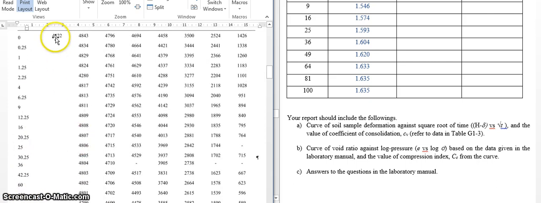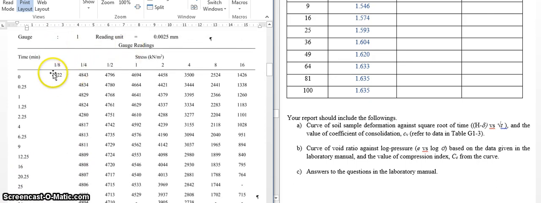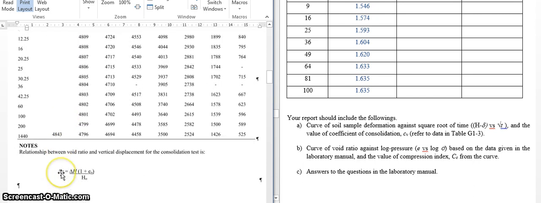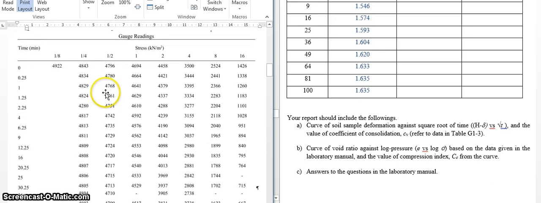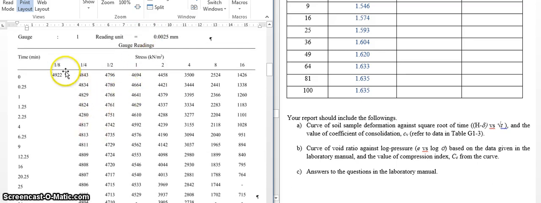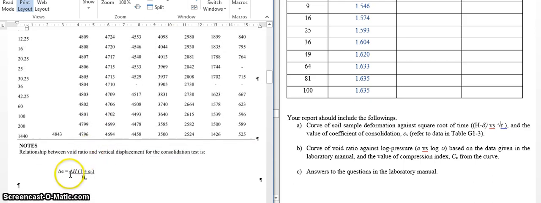So you get the initial gauge reading 4,922, and also the final reading. What you have to do is get the relationship between void ratio and the readings. The gauge reading here is representing the deformation. So all the readings need to be converted by multiplying by 0.0025, so you get the deformation in millimeter.